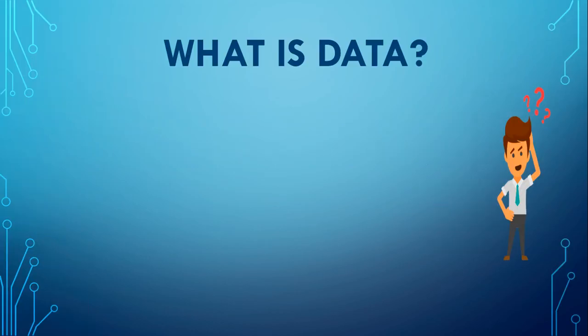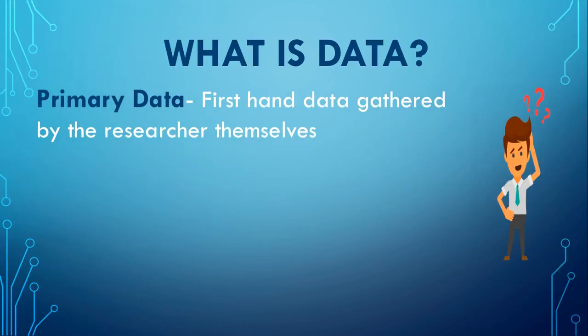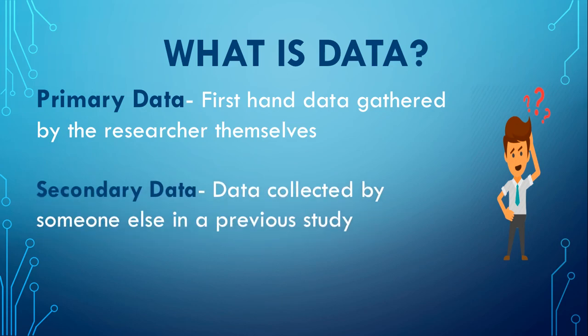What is data? Data can be primary or secondary. Primary data is first-hand data collected by the researcher for the purpose of a specific project. Secondary data is collected by someone else in a previous study. Secondary data may be more efficient and less expensive than collecting primary data, but it could be incomplete or difficult to validate.